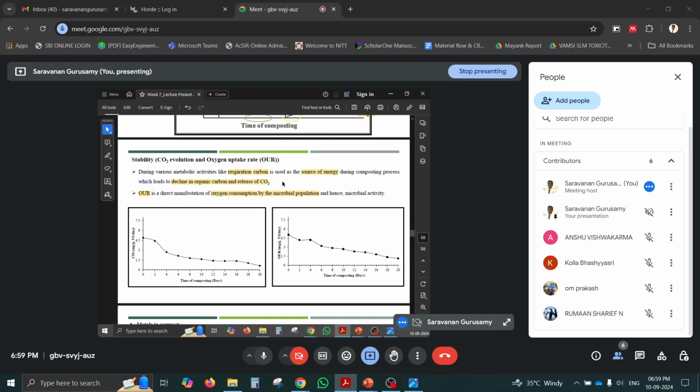Why is it taking up carbon? Because microorganisms need carbon as a source of energy and nitrogen for body growth. So for metabolism, it is required to take carbon and nitrogen in the ratio of 30:1. So the oxygen utilization rate will also reduce. When the oxygen consumption is higher, the microbial population will also be higher.